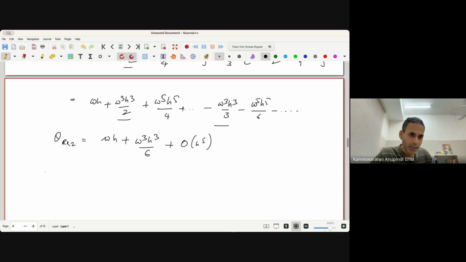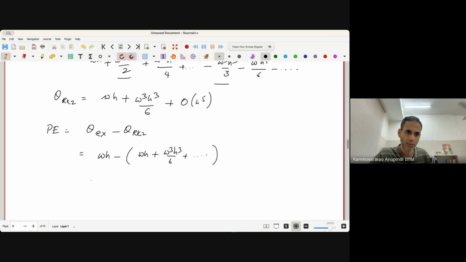Okay, then what is the phase error? That is theta exact minus theta for RK2. That is going to be omega h minus, this is omega h plus omega cube h cubed by 6 and so on. So omega h gets cancelled here. What we obtain is we get minus omega cube h cube by 6.